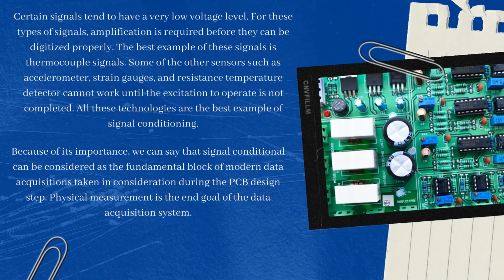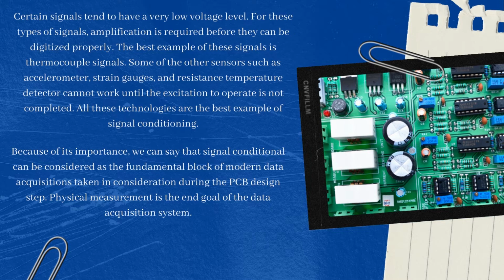Some of the other sensors, such as accelerometers, strain gauges, and resistance temperature detectors, cannot work until the excitation to operate is completed. All these technologies are the best examples of signal conditioning. Because of its importance, we can say that signal conditioning can be considered the fundamental block of modern data acquisition, taken into consideration during the PCB design step.